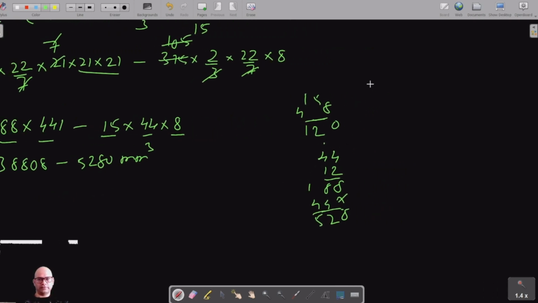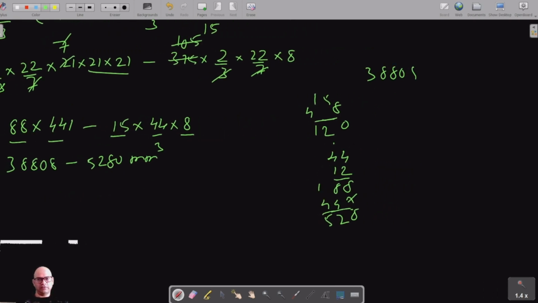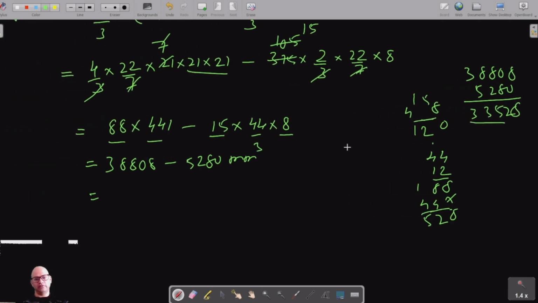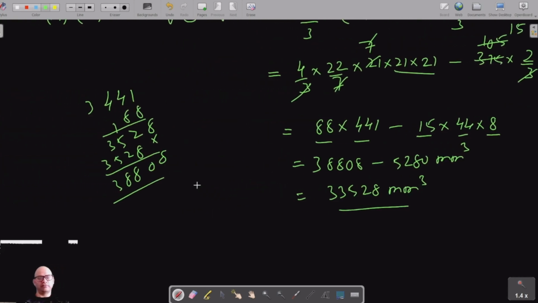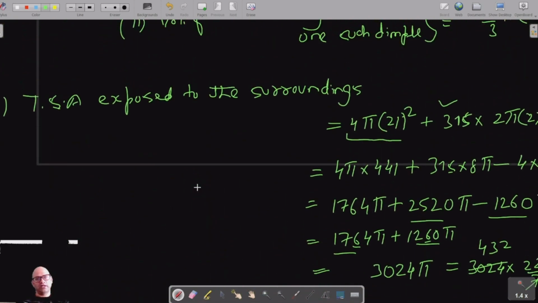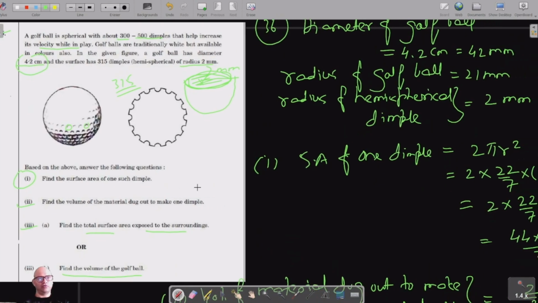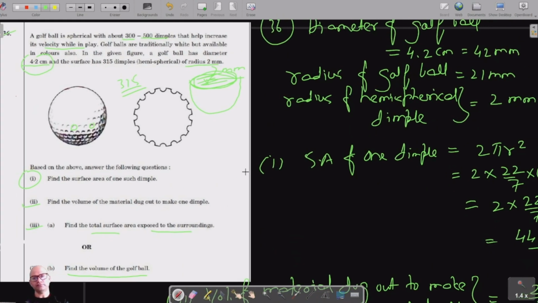So if we subtract 528 from 38808, this is 33528 millimeter cube, and this 33528 millimeter cube is the volume of the golf ball. And this solves our case study 1, that is question number 36. Let's move on to the next one.